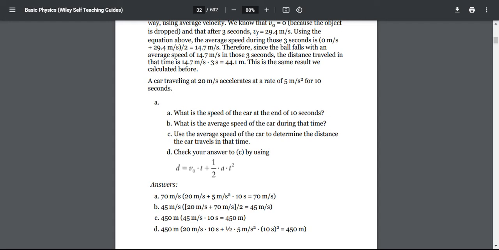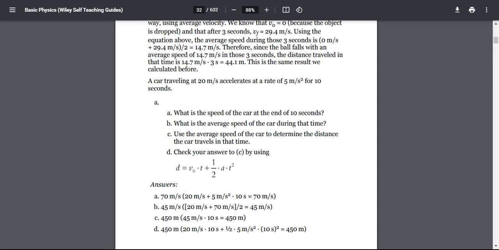v0 is the starting speed, which we saw is 20, plus vf, which we just found is the speed after 10 seconds, 70 m/s. So 20 plus 70 over 2 is 45 m/s. Again, the average speed equation is v equals v0 plus vf over 2. So we got 45 m/s.